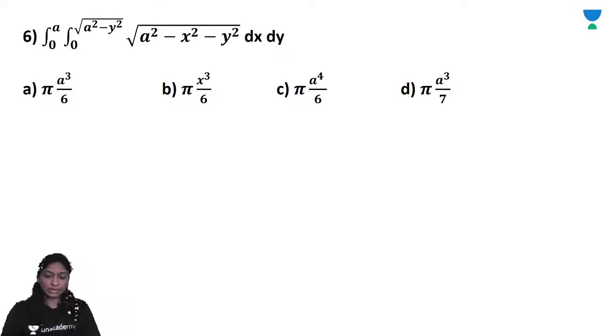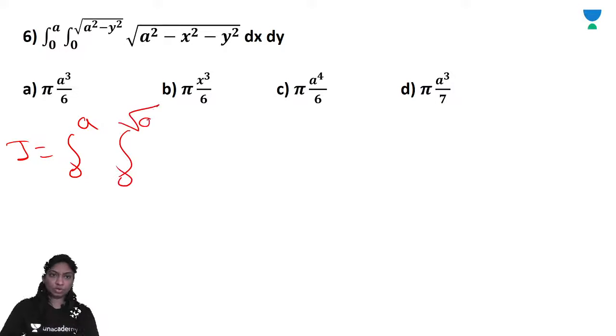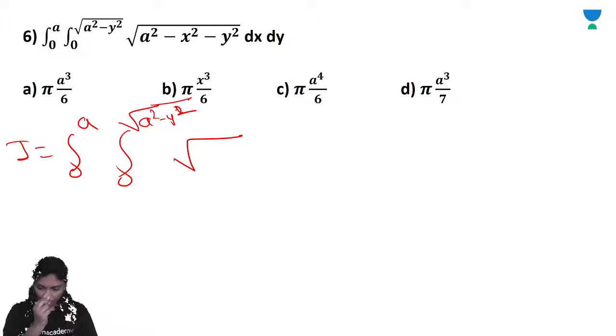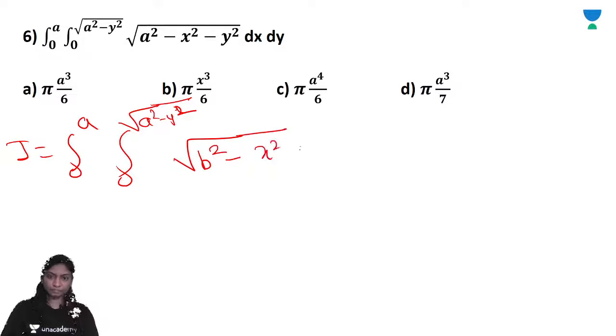So you will get integral from 0 to, first of all, these are the integral limits of x. Keeping y constant, integrate with respect to x. So I is equal to integral from 0 to a, integral from 0 to root of a square minus y square, of integral of b square minus x square dx dy, where we treat a square minus y square as b.